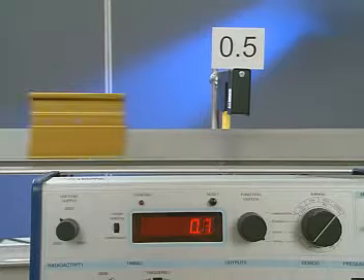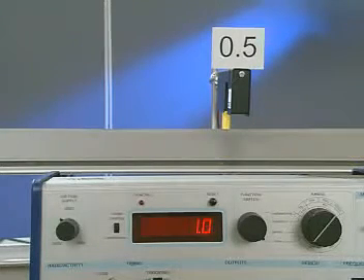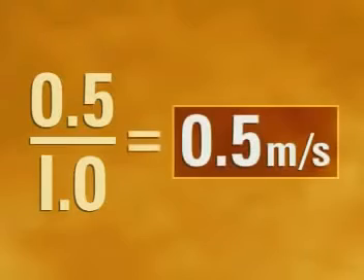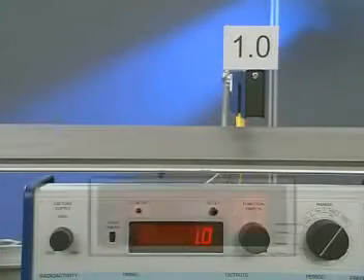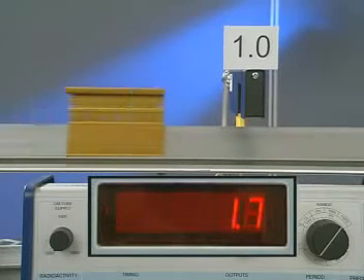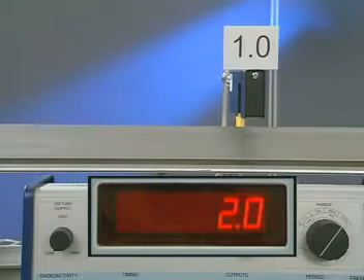To travel the first half a metre, it took 1 second. Distance travelled, which is 0.5 metres, divided by time taken, which is 1 second, gives an average speed of 0.5 metres per second. The timer reads 1 second at the start of the next half metre. And 2 seconds at the end.